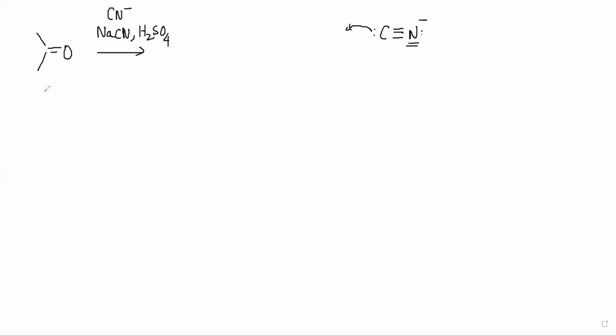Okay, so here the first step that happens is basically the same thing that we just now discussed. CN minus attaches, right? So you get a CN attachment and O minus happens. And because H2SO4 is there in the solution, there is H plus completely available, and that becomes your cyanohydrin. This type of compound is called a cyanohydrin, right? I think that is what it is called. Let's just see what he's calling it.